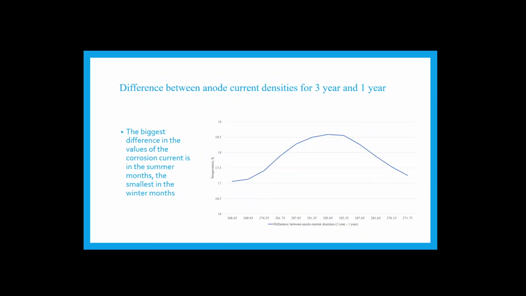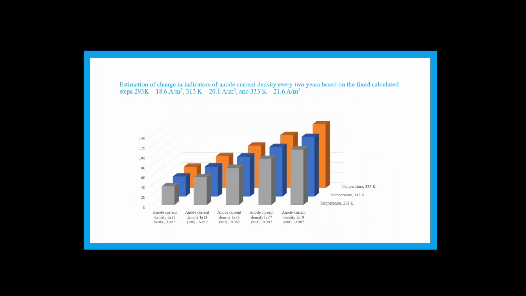Here you can see some difference between these values, and the biggest difference in the values of the corrosion current is in the summer months, and the smallest in the winter months. Here you can see some estimations of change. These indicators of anode current density are given every 2 years based on the fixed calculated steps. So these values will increase every 2 years.